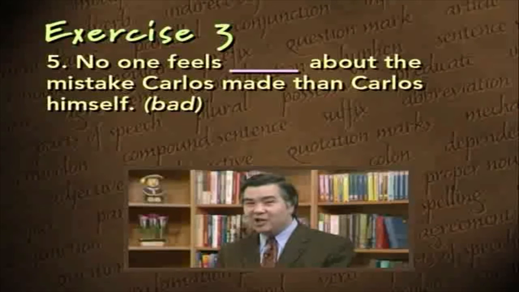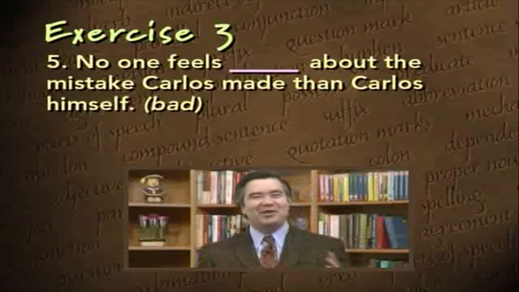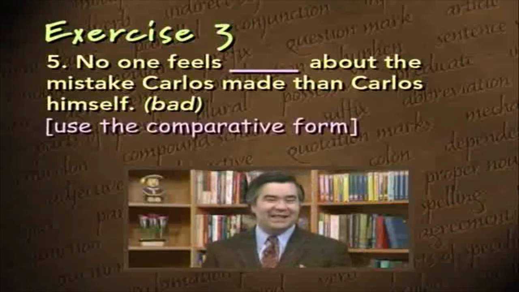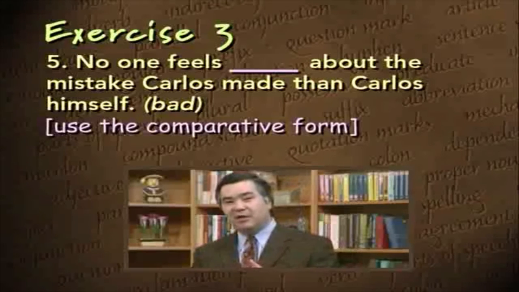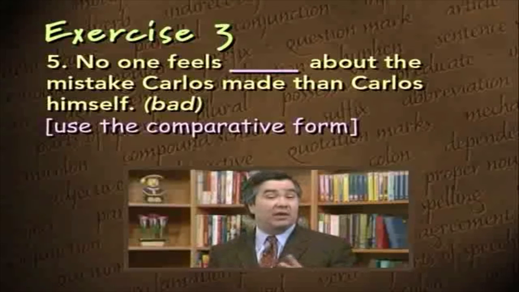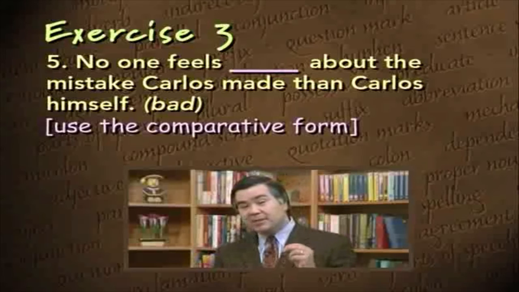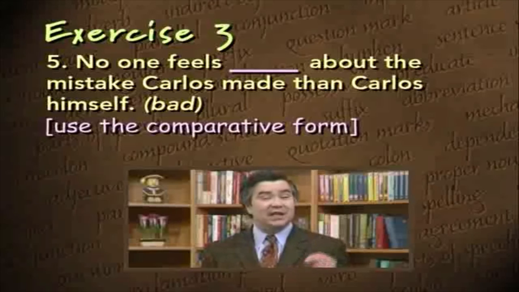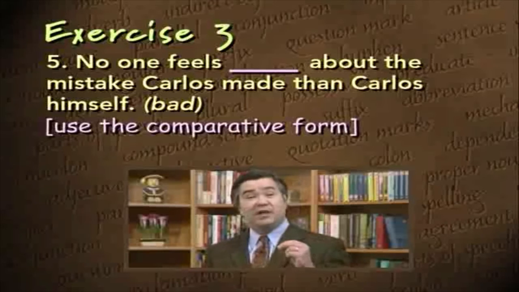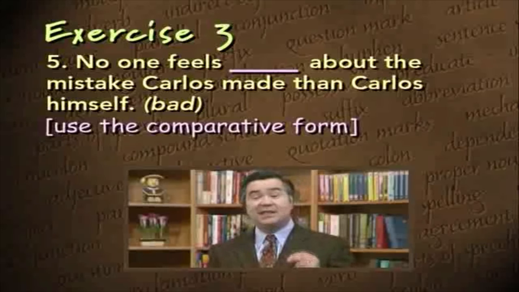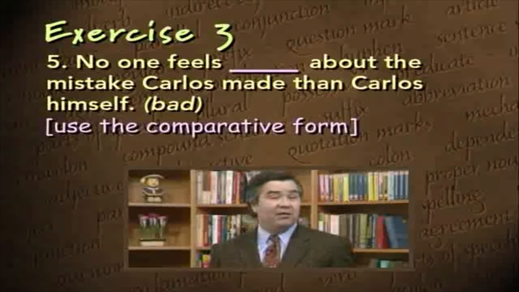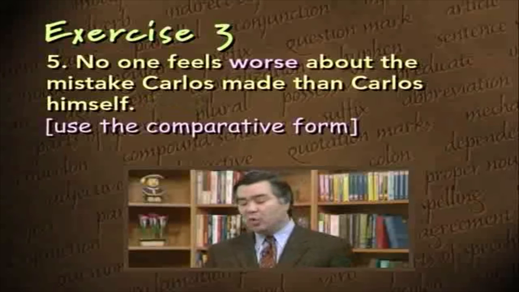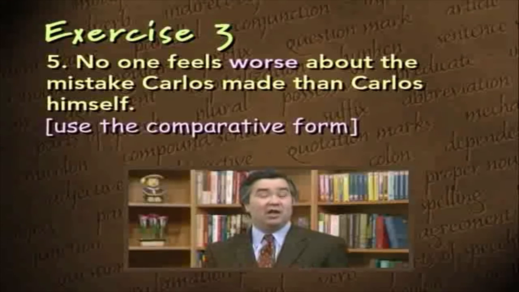But you see, we're comparing Carlos with no one, so that grammatically and logically, we're just comparing two people or two things. That's why the comparative degree is used in a sentence like this, as opposed to the superlative degree, even though in a sense it appears we're comparing more than two people. We're using the comparative degree of the adjective bad, and remember, bad is another one of those words that forms its comparative and superlative degree in an unusual or non-standard way. The correct comparative degree of bad is worse. So the sentence should read, no one feels worse about the mistake Carlos made than Carlos himself.